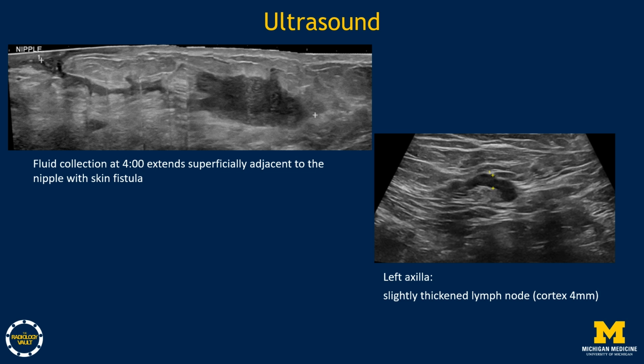The subsequent ultrasound showed a fluid collection at the 4 o'clock position of that left breast that extended superficially adjacent to the nipple with a skin fistula. In the left axilla, there was a slightly thickened lymph node with a cortex of 4 millimeters.